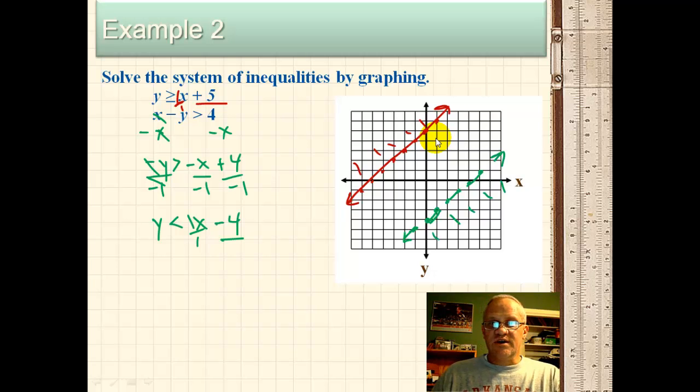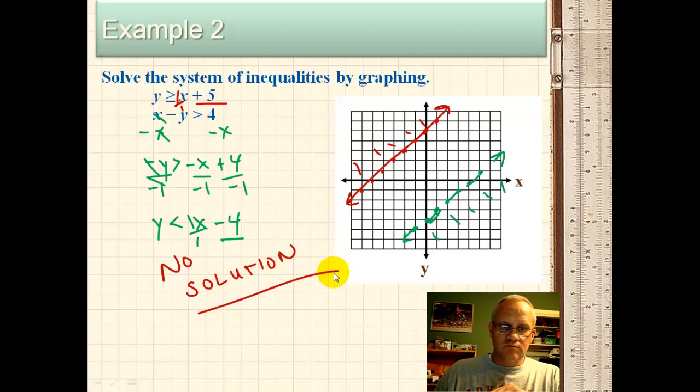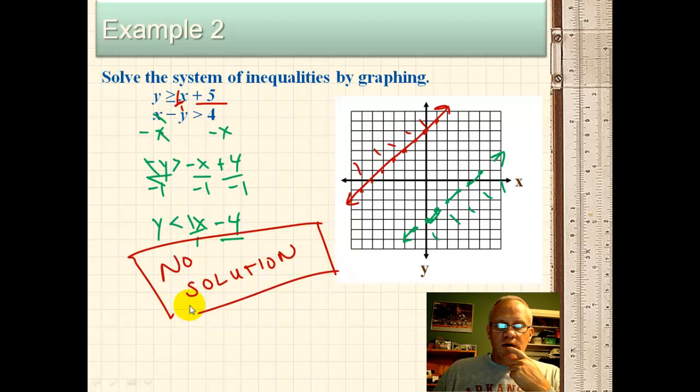So, just like before, think about this. Remember, if the solution is where they overlap and they don't overlap, what do you think it is? No solution. Good.